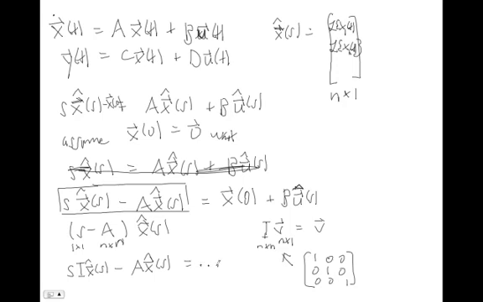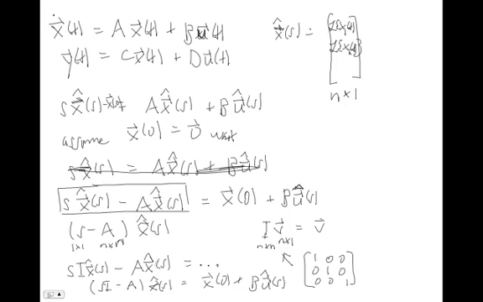And now this is a 3 by 3 thing. Or I shouldn't say 3 by 3, I should say n by n. So this n by n identity matrix times a scalar s is just another n by n matrix. So now I really do have an n by n thing here and an n by n thing here, and I can factor that out. So I can write sI minus A, and now I have an n by n minus an n by n. I factor the x hat out, and that's equal to x naught plus B u.